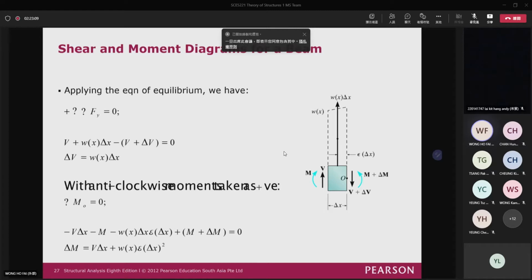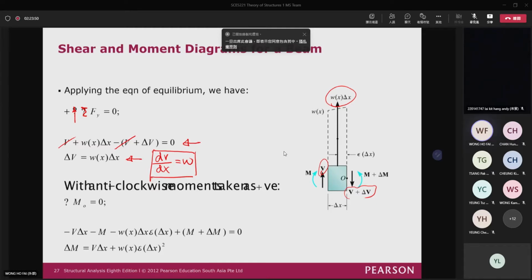Again, we will use a summation going upward as positive. As you can see here, we will have V here, and then we have V plus delta V here, and then we have this w(x) times delta x as the vertical forces. So you can see that we put all the things here, and then we will eliminate the V here. So finally, we will have this relationship. That means we have dV over dx equal to w. That means the distributed load is equal to the slope of the shear force diagram.